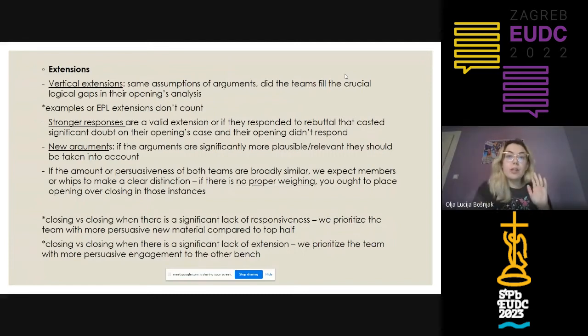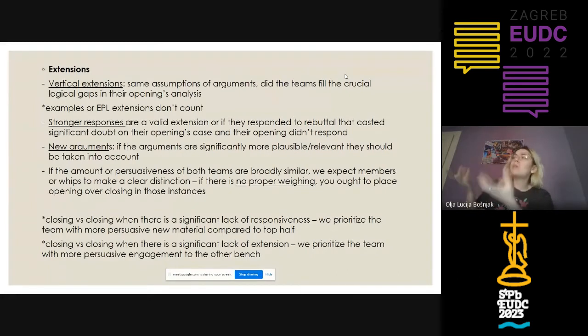Yes, and then again, two niche instances that could happen because debating is fun. One is when you evaluate a closing team versus a closing team and there is a significant lack of responsiveness to each other. Someone has a niche extension, and the whips ignore each other and focus on the top half. We prioritize the team with more persuasive new material compared to the top half. So let's say it's a clear top half and both closing teams are struggling for an extension and not really engaging with each other because they're pretending to be different from their opening. You'd be surprised, I think it happens.